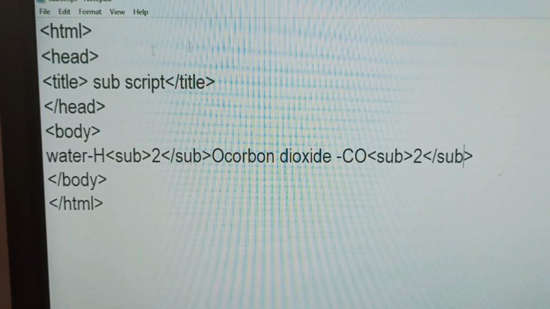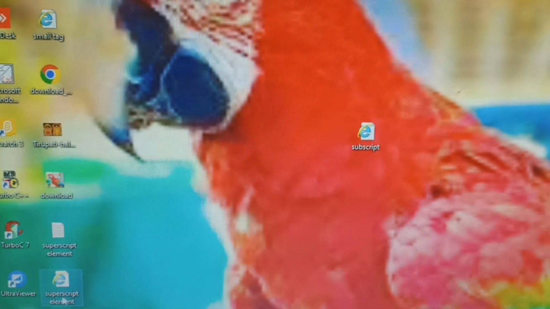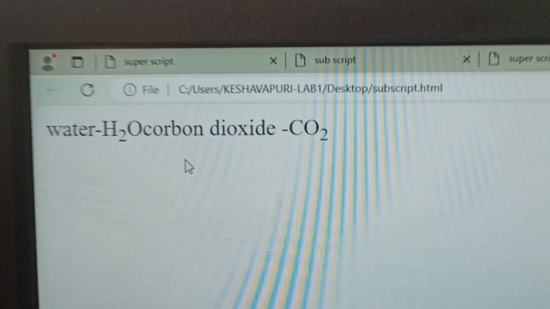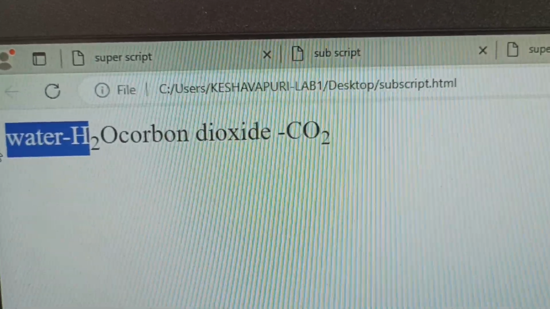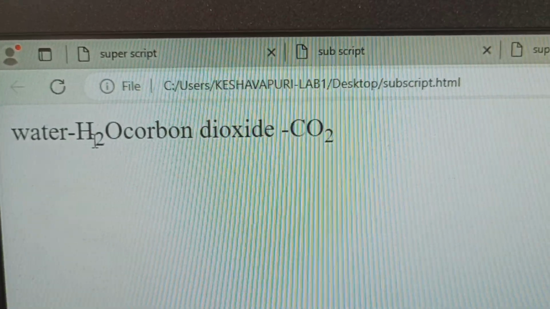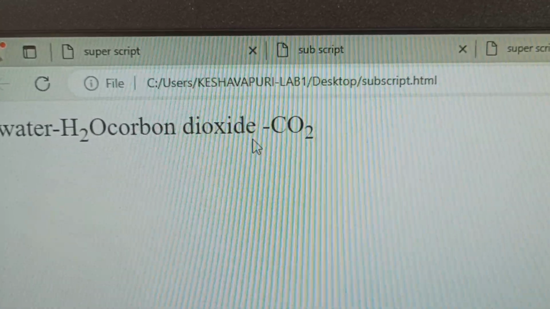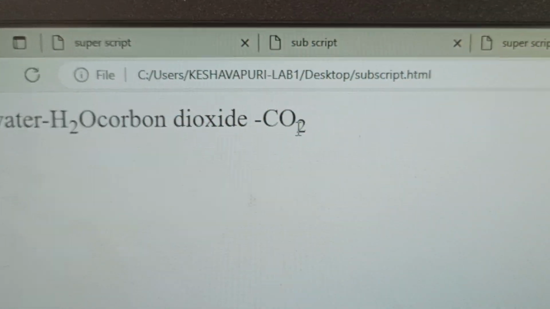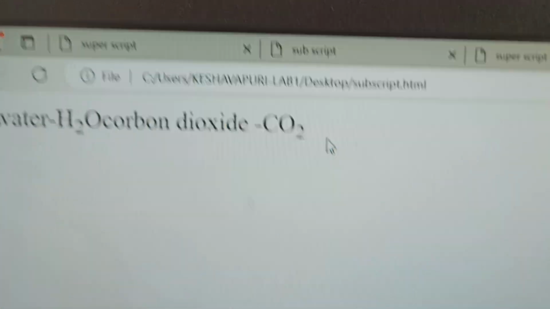Now, once saved, after opening it, see the subscript. Observe the program. Water, H only written normally. The 2 is written only between the subscript opening bracket and closing bracket. Carbon dioxide is also written normally. CO also normal writing. The 2 again has subscript before and after, the opening bracket and closing bracket written there in the program.